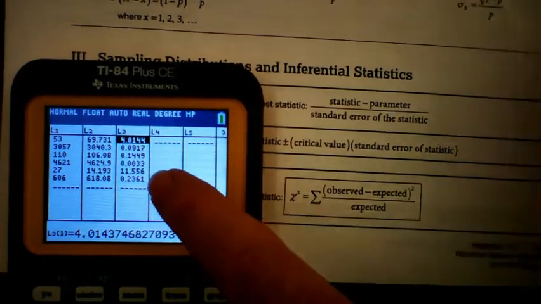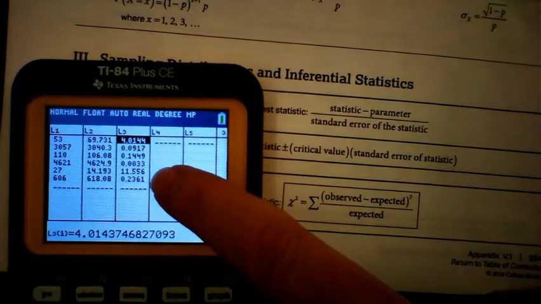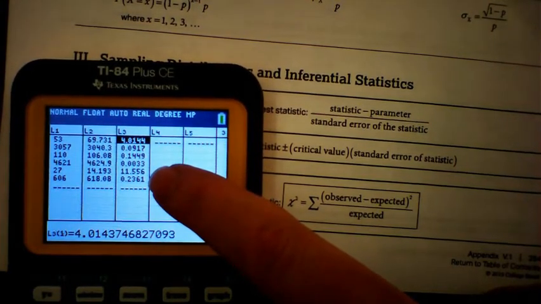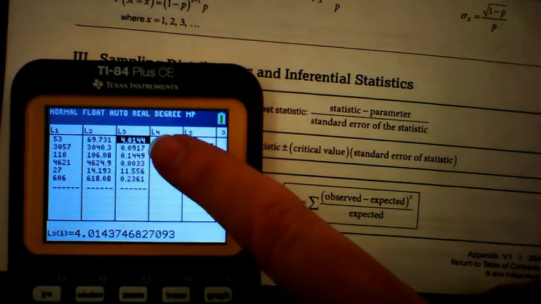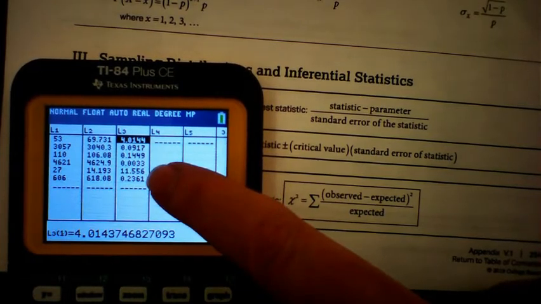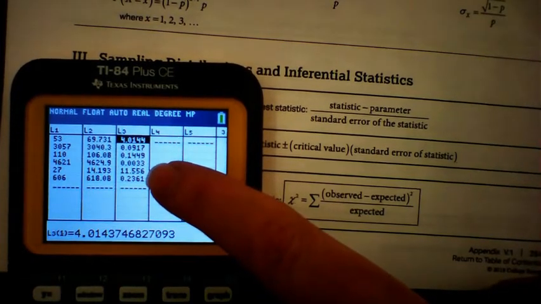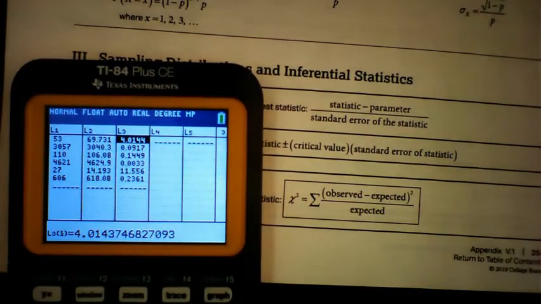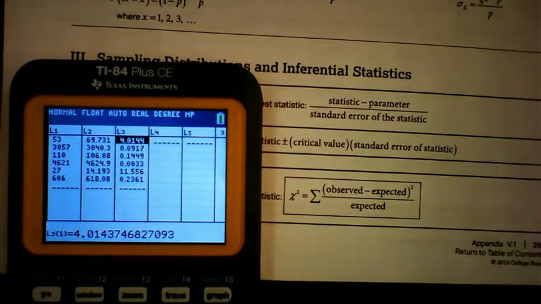And just as I expected, that category right there is really the largest contributor with 11.556. So I definitely need to highlight that. This one is less than half of that, but that's where the second most is. But that is really overwhelmingly what is causing the rejection of this null hypothesis right there. So I'm going to highlight that in my analysis.